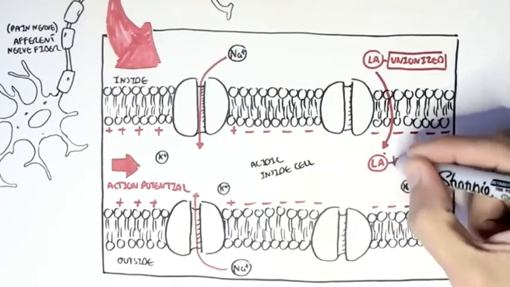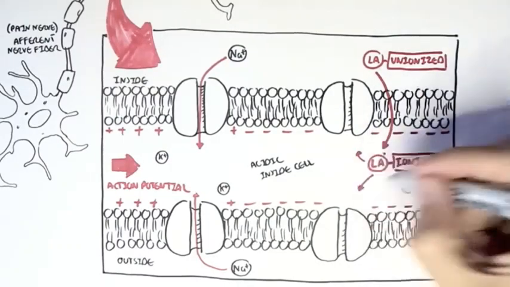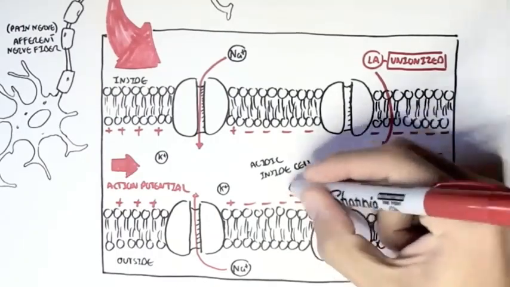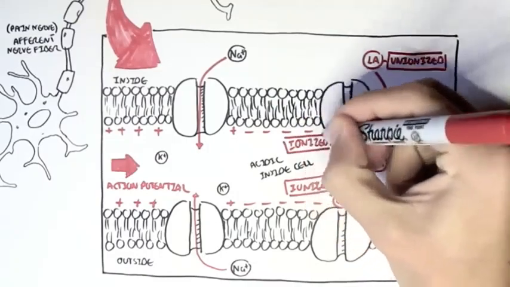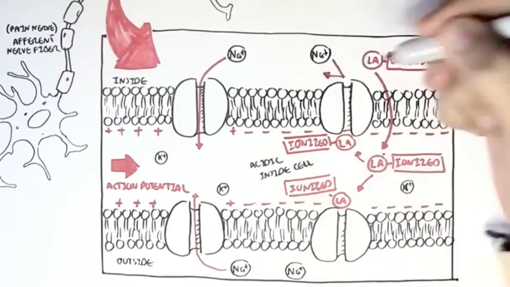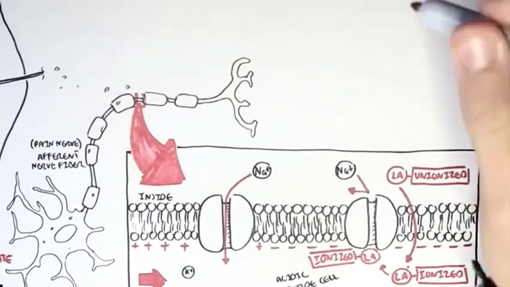neuron. And this is what we want, because then the local anesthetic in an ionized form can bind on the sodium channels here and essentially prevent the sodium ions from coming inside the neuron, and so prevent the impulse or action potential from propagating down along the neuron.